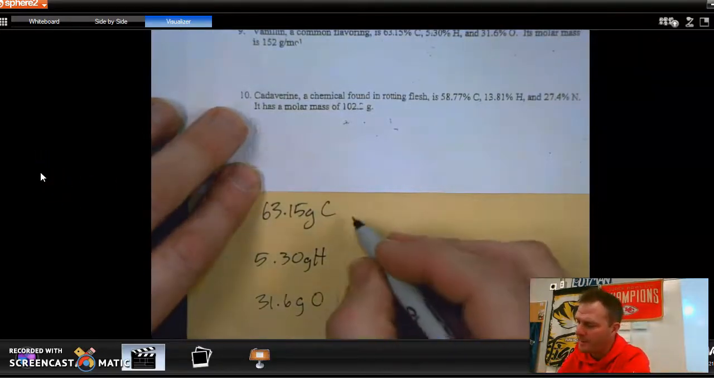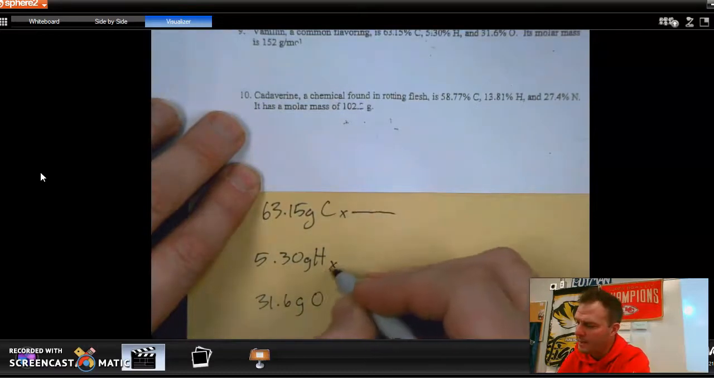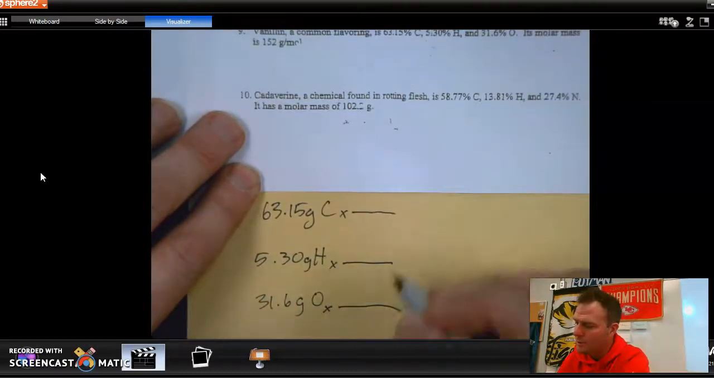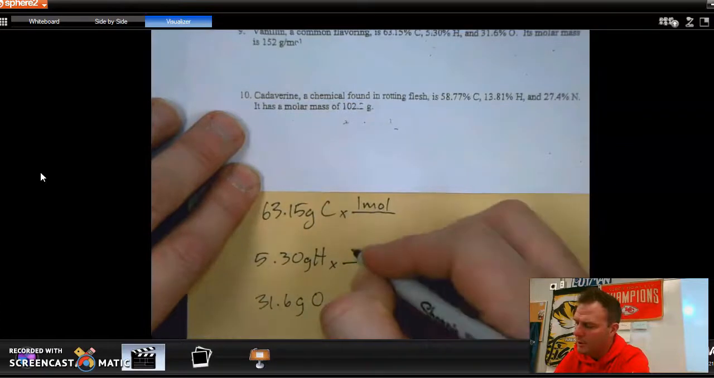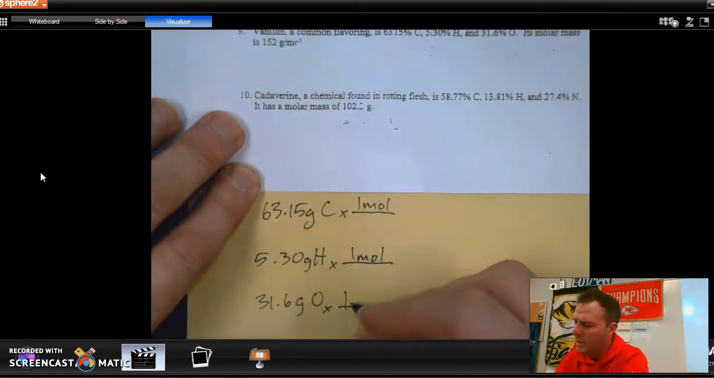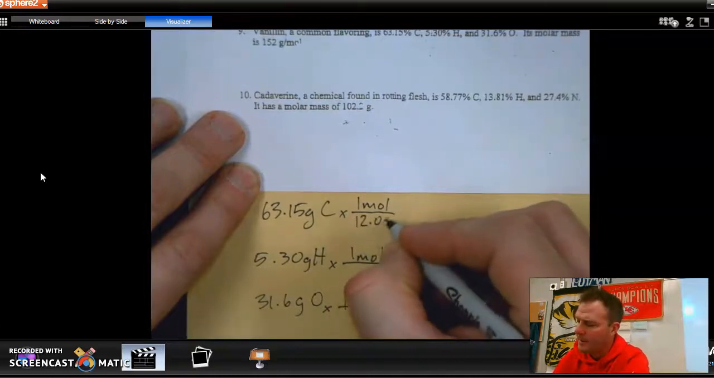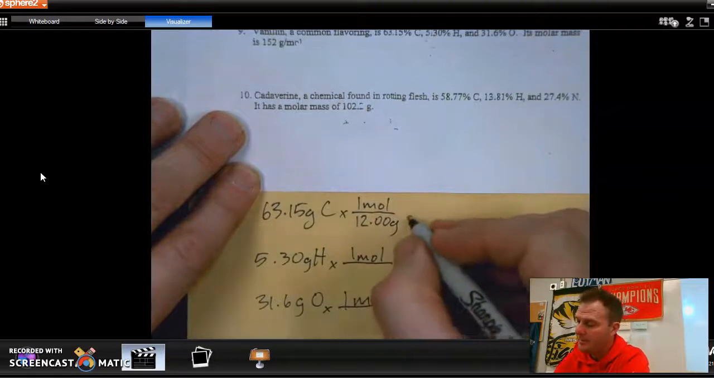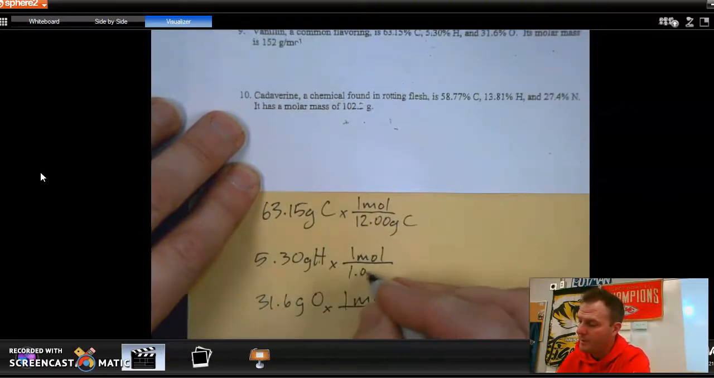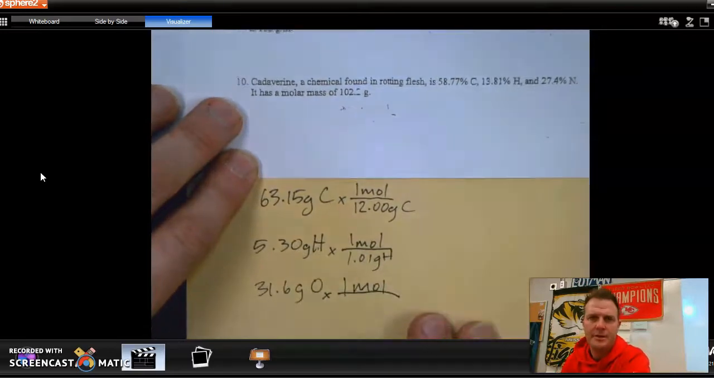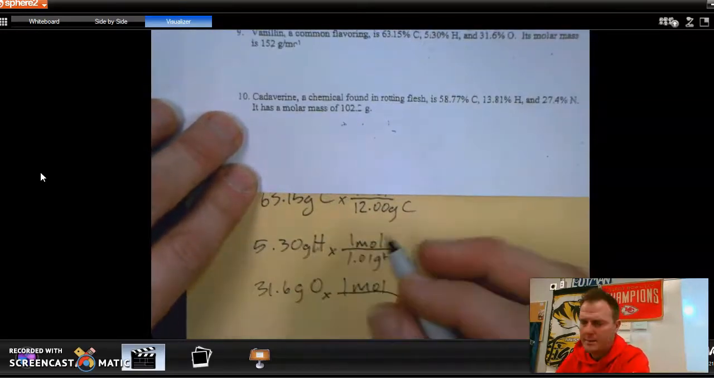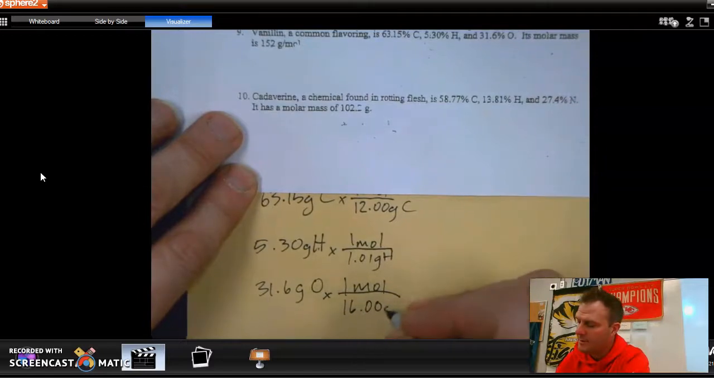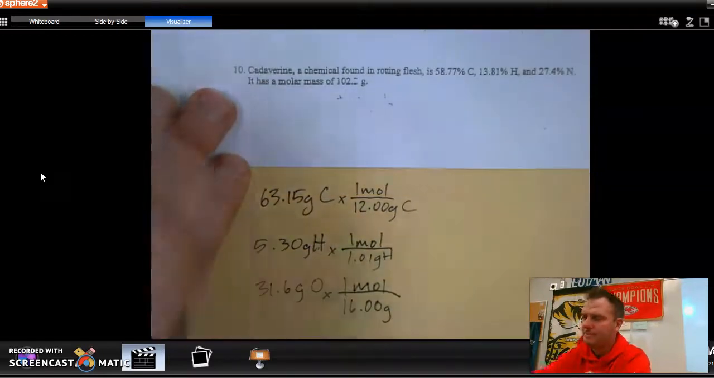So, from Friday, we had to change each one of these to moles. Mole, mole, mole, mole, hey, hey, hey. So you have 12.0 grams. That is the mass of carbon. You have 1.01 grams of hydrogen. That is the mass of hydrogen. And then you have 16 grams per mole of oxygen.